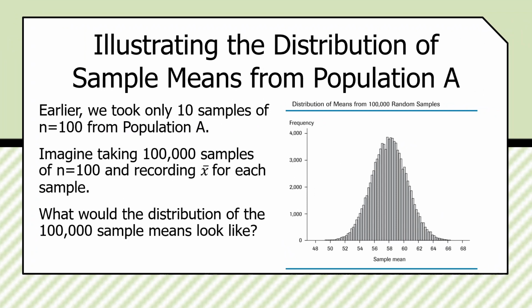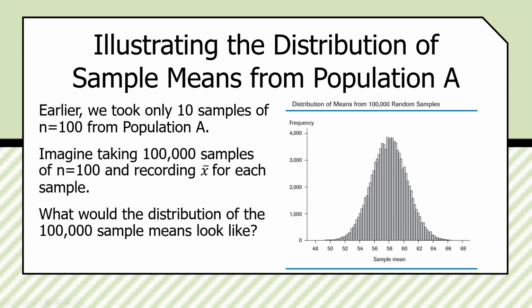Now recall, in the earlier presentation, we took 10 samples of size 100 from the student population A, and we looked at how those were distributed. Now, imagine taking a very, very large number of samples from that population. In fact, imagine taking 100,000 samples of size 100 and recording the mean of each of those samples. What would this distribution of 100,000 sample means look like? It would look like this. Each of those 100,000 sample means is recorded on this bar chart.